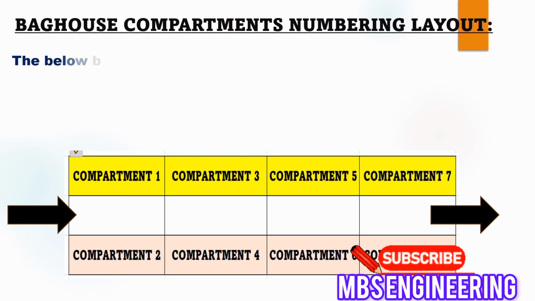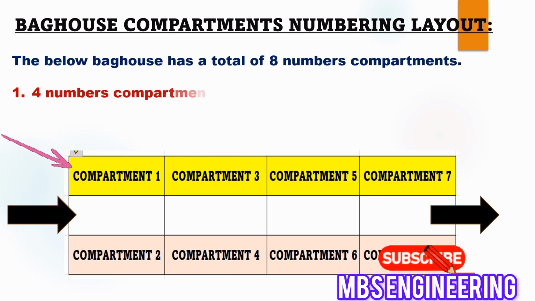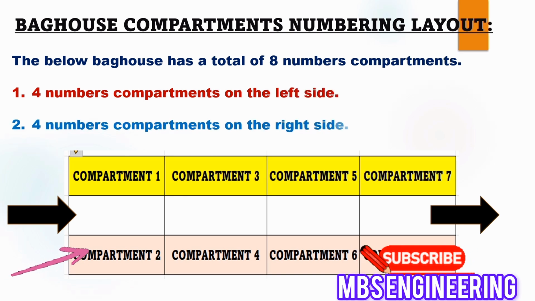Next, we will learn and understand the baghouse compartment numbering layout. The below baghouse has a total of 8 numbers compartments. The 4 numbers compartments on the left side, and 4 numbers compartments on the right side.